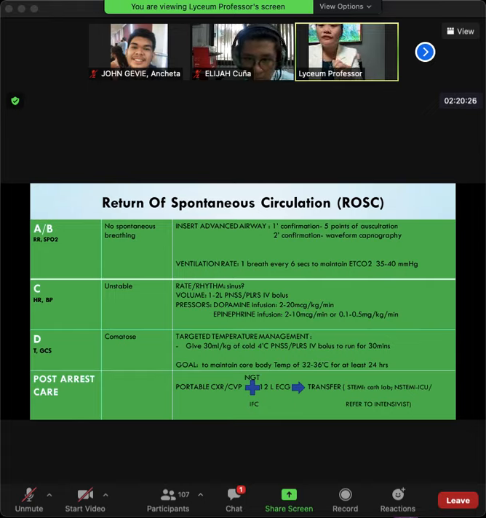So the primary confirmation of tracheal intubation is your 5 points of auscultation. How are you going to do it? You have to check first your epigastric. So 1, and then you have to check the gastric bubbles. If no gastric bubbles, then you have a high chance of inserting your tube at the lungs, at the trachea.